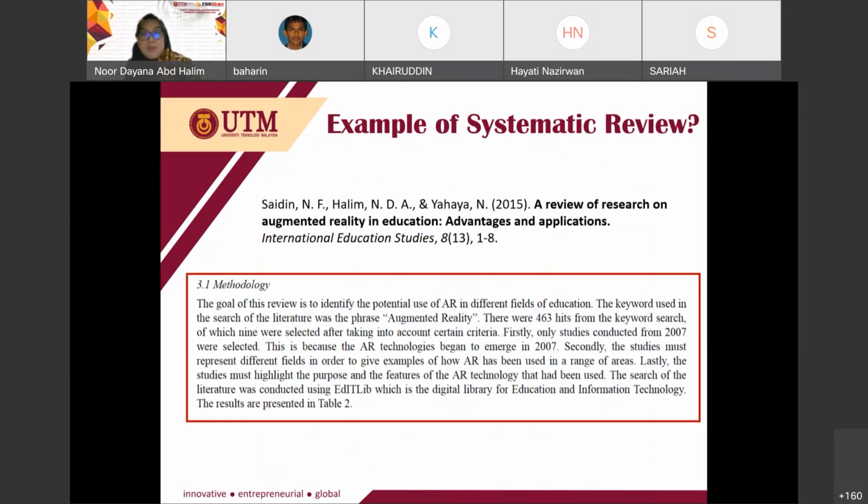This is another one, a review of research on augmented reality as well, because this is my field, related to augmented reality and virtual reality. This is from Dr. Noor Saidin, and this is how it was conducted to find the literature. She found about 463 hits from the keywords. So this is the methodology that she used to find the review on augmented reality education.